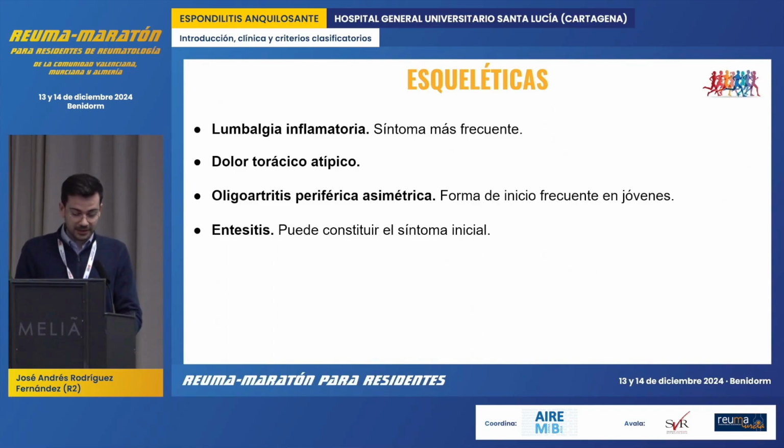Regarding clinical presentation, there are two types: skeletal manifestations and extraskeletal manifestations. The main manifestation would be inflammatory type low back pain, which is the most common symptom.